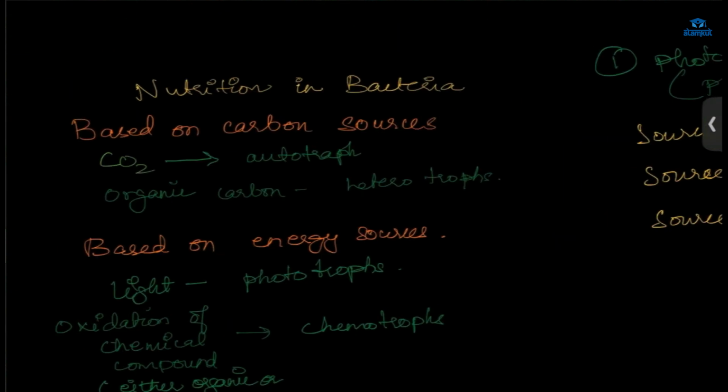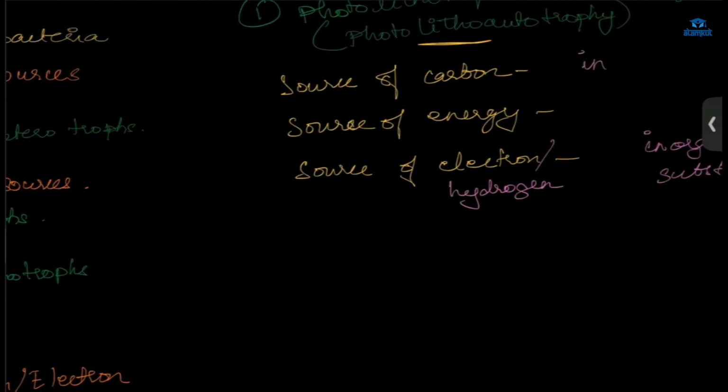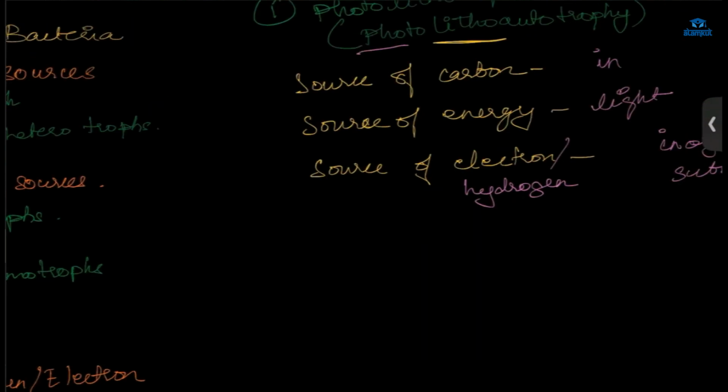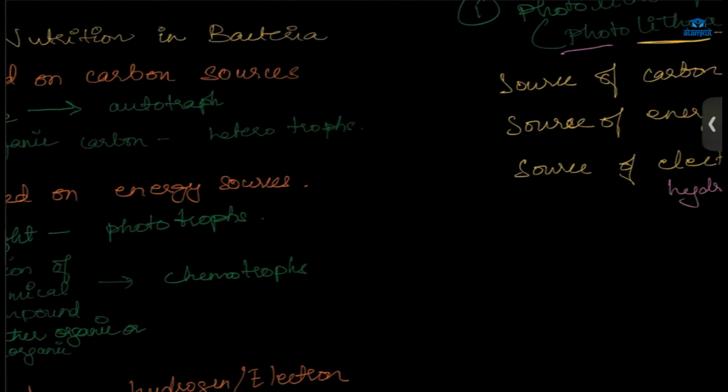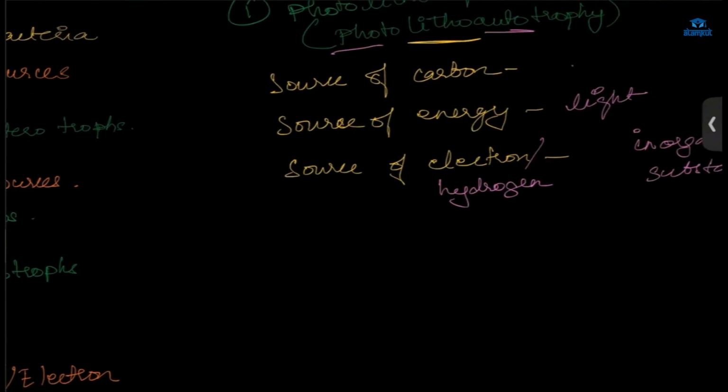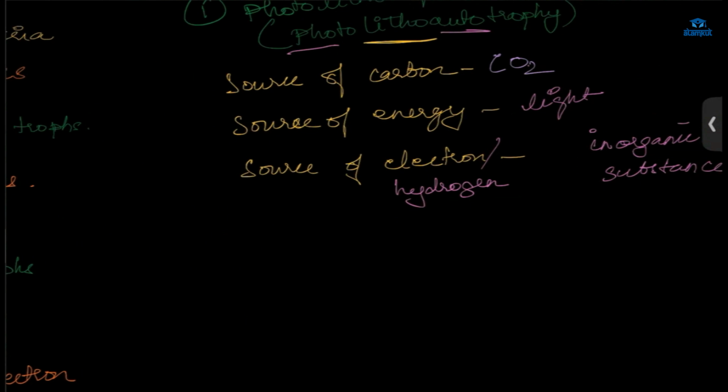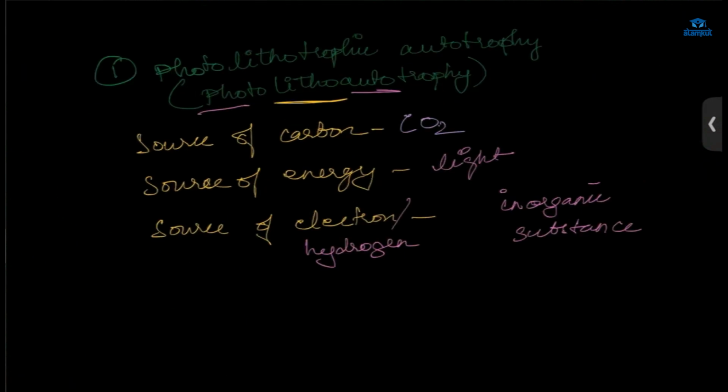Next, photo. We have seen photo here. Source of energy is light. We have seen photo, litho. Then auto, that means the source of carbon is carbon dioxide. Got it? So for photolithoautotrophic bacteria, the carbon source is carbon dioxide, the energy source is light, and the source of electron is an inorganic substance. So this is their mode of nutrition.